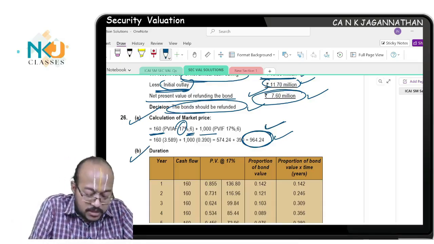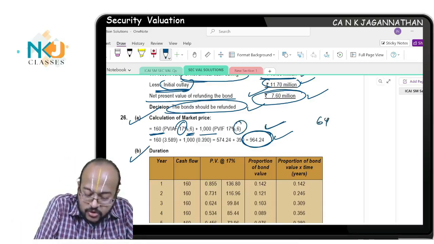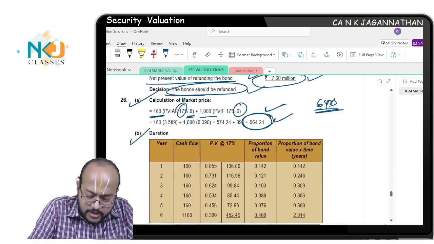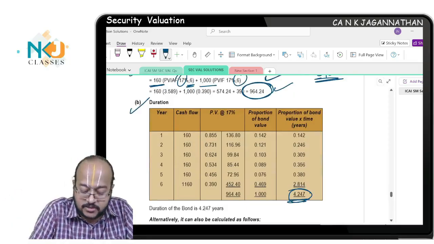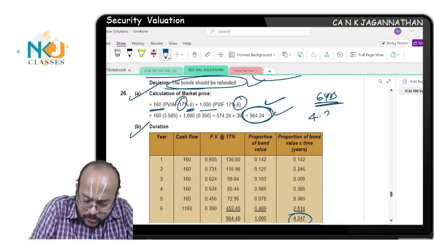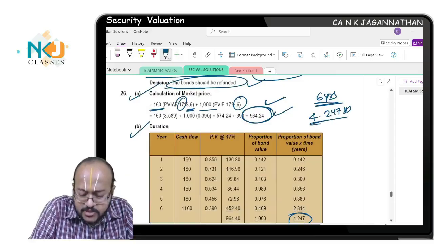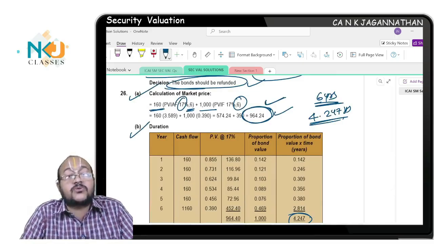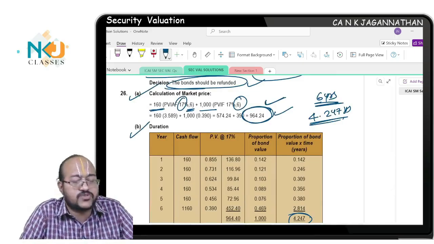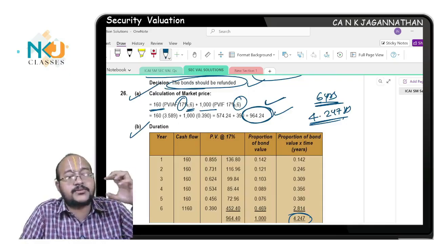In this question, the bond has a maturity period of 6 years. But duration is computed in years. This is 4.247 years. What is this 4.247 years? This is nothing but duration. Duration is not the maturity of the bond. Only in the case of a zero coupon bond will the duration be exactly its maturity.